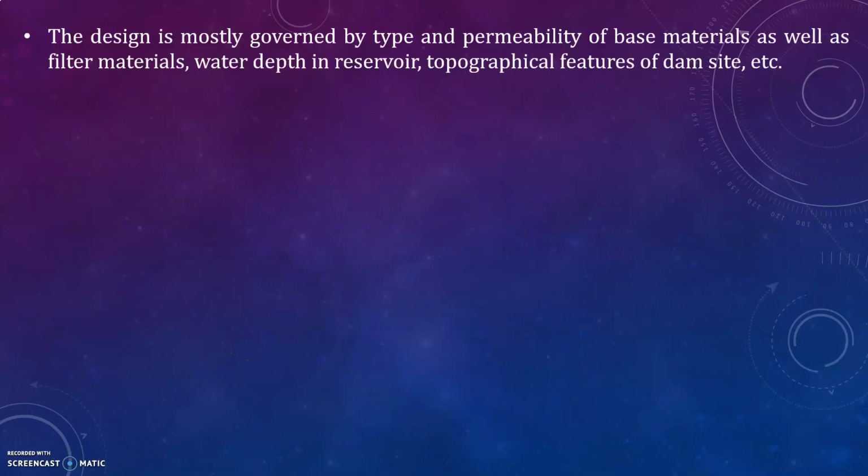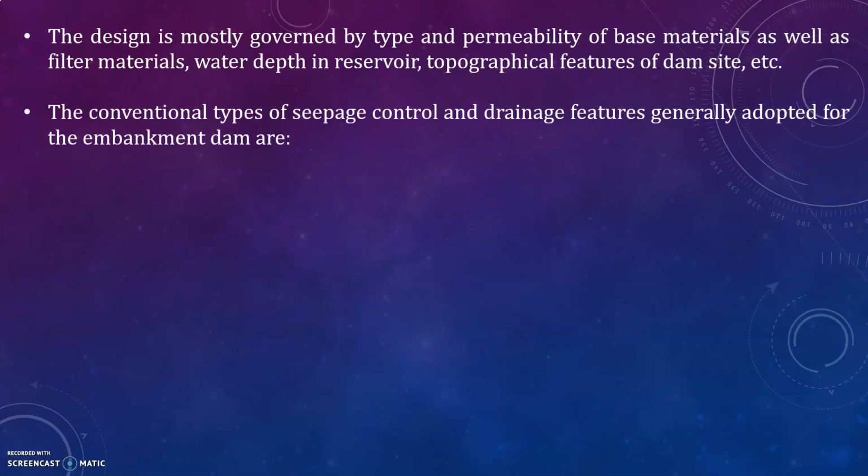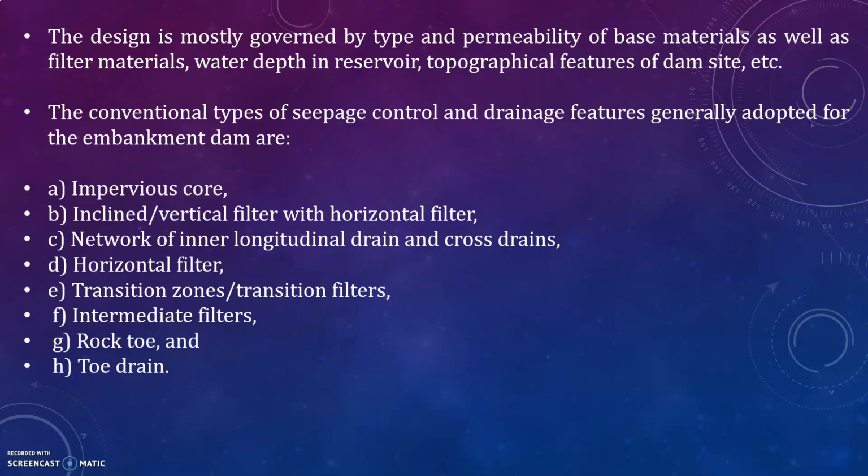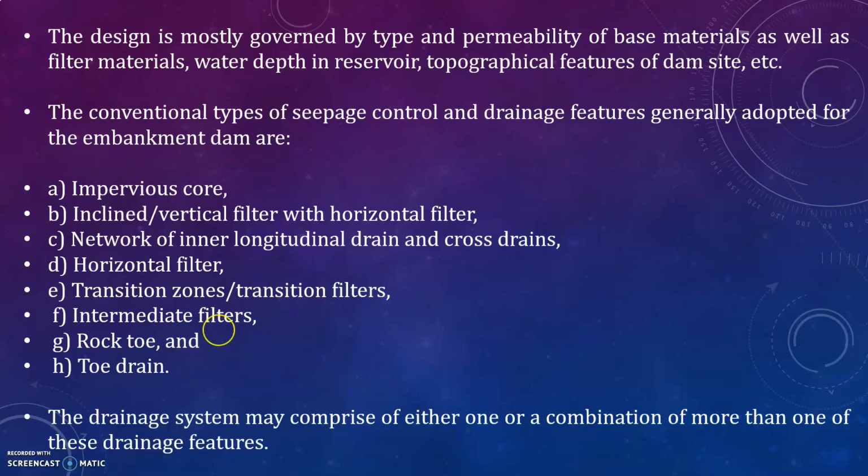The design is mostly governed by type and permeability of base materials as well as filter materials, water depth in reservoir, topographical features of dam, site, etc. The conventional types of seepage control and drainage features generally adopted for the embankment dam are as follows. The first one is impervious core, second one is inclined or vertical filter with horizontal filter, network of inner longitudinal drain and cross drains, horizontal filter, transition zones and transition filters, intermediate filters, rock toe and toe drain. So let us discuss one by one.